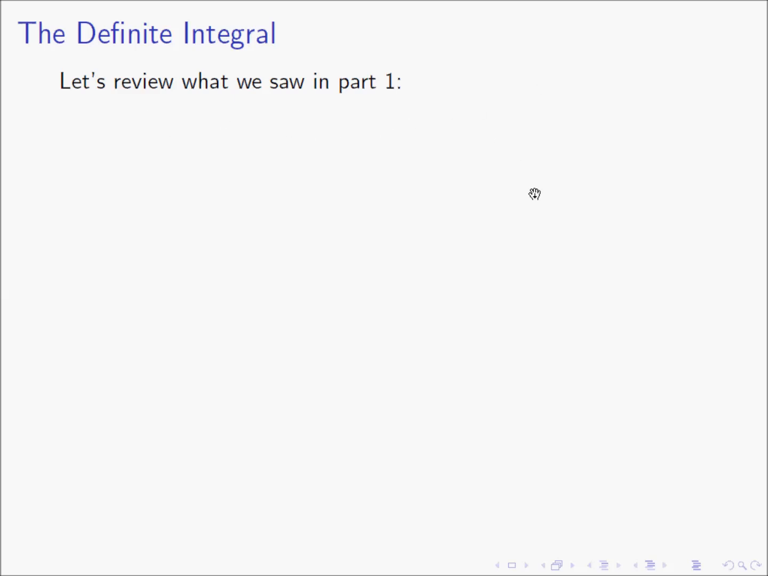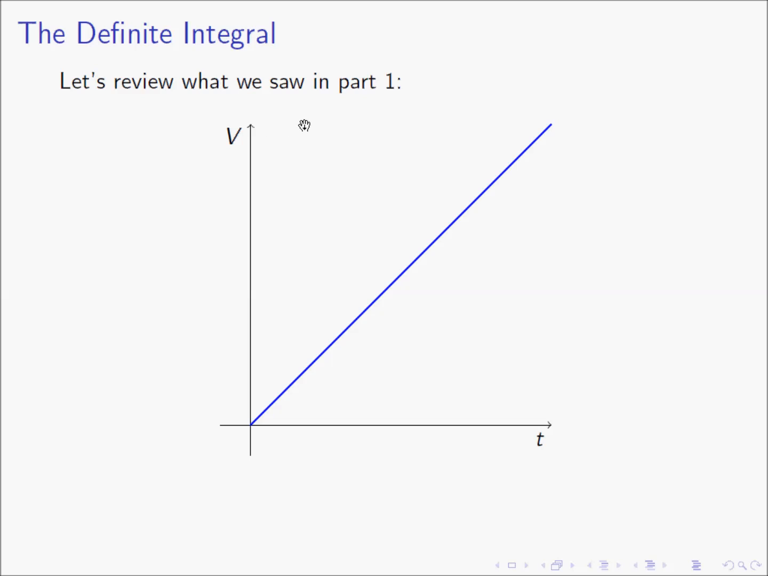So let's review what we saw in part 1. We considered a physical situation: a particle moving at a velocity that changes with time, with velocity as a function of time given by this graph. The problem we wanted to solve was, given this velocity, to find the distance traveled by the particle during a certain interval of time.